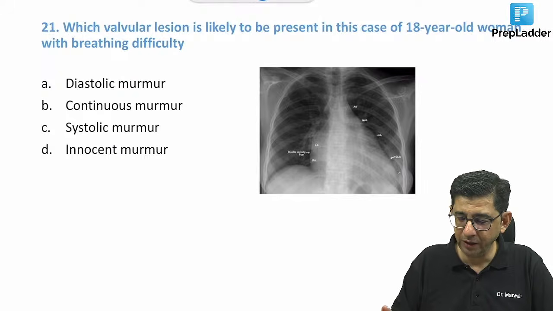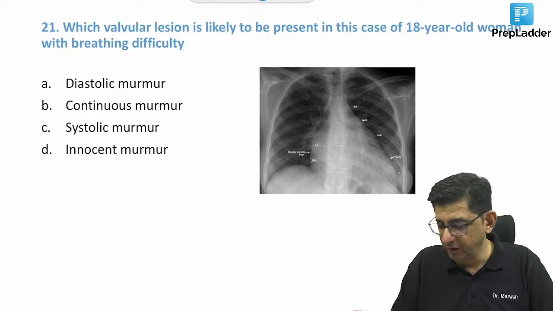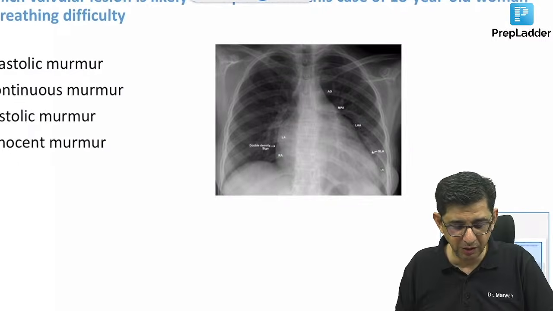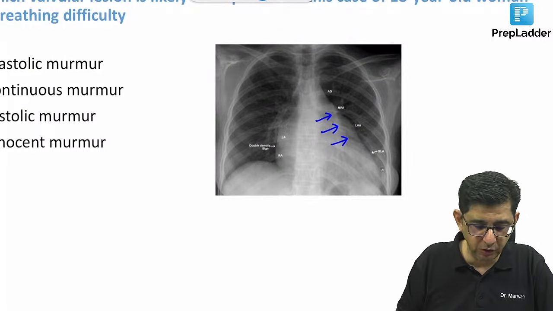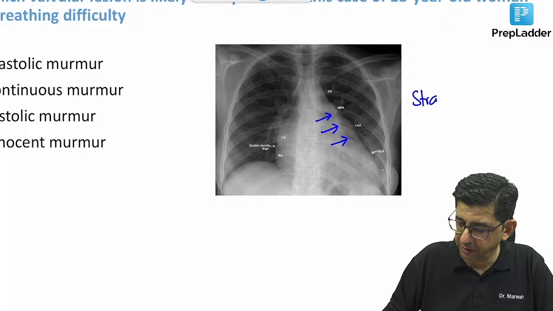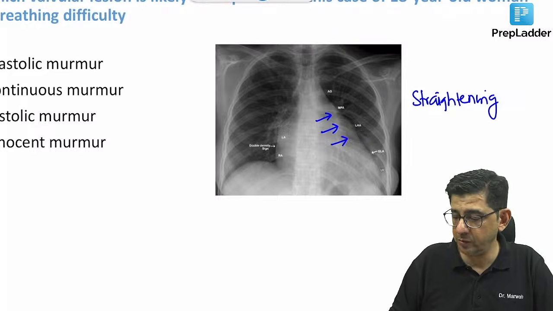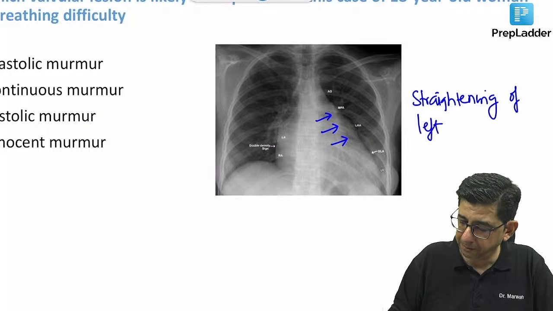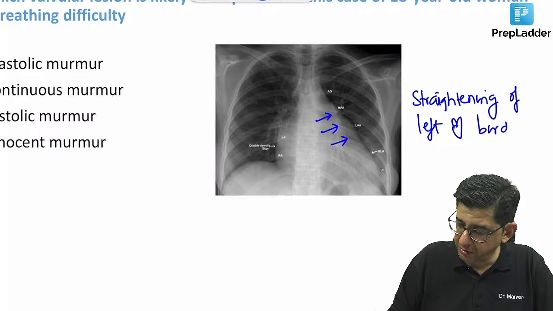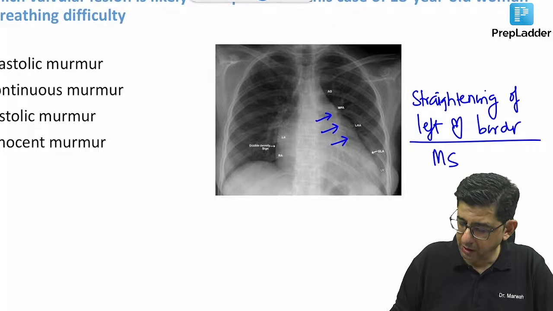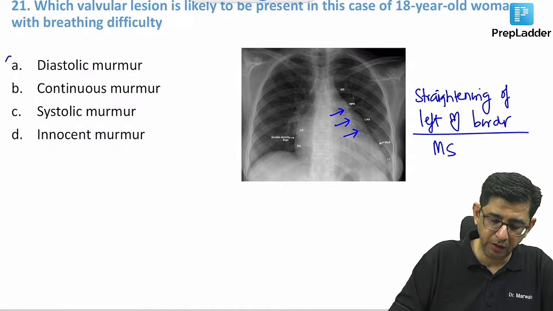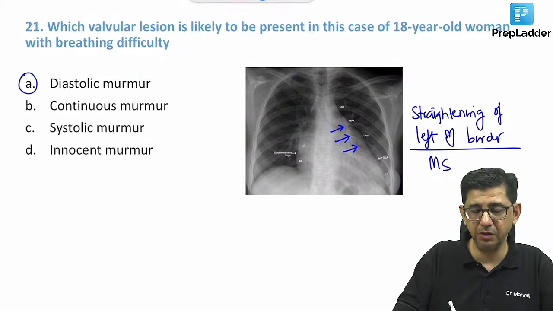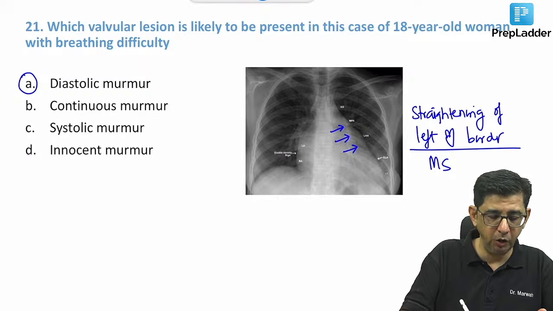Okay. Which valvular lesion is likely to be present in this case with a breathing difficulty? The key feature in this question would be straightening of the left heart border. The straightening of the left heart border is a feature that is always seen in mitral stenosis. The key finding in this X-ray is that the left atrium is enlarging, and the left atrial appendage is also enlarging. Considering that, what you get in these patients would be a diastolic murmur. The correct answer for the 21st image-based question in this particular series would be option number A.